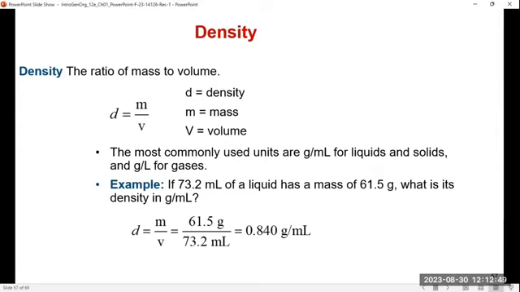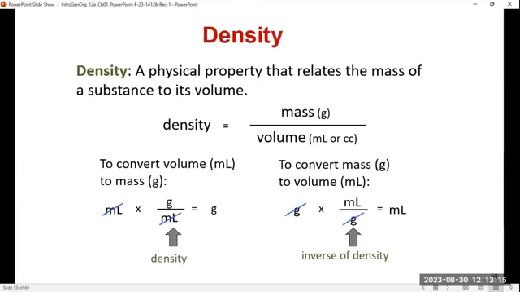So you get the answer 0.840 with 3 significant digits. We talked about significant digits. So we get the answer. Density is a physical property. It relates the mass to its volume. So density is a conversion factor. We talked about conversion factors.